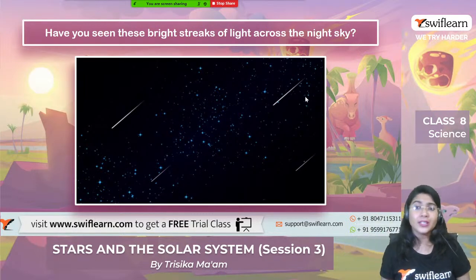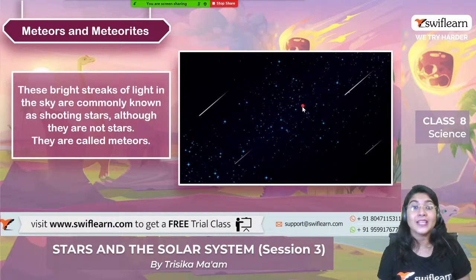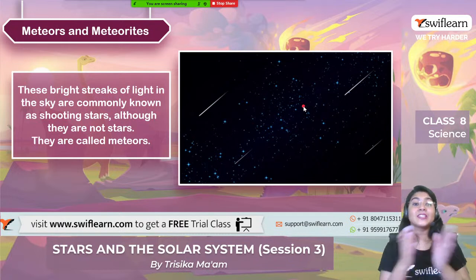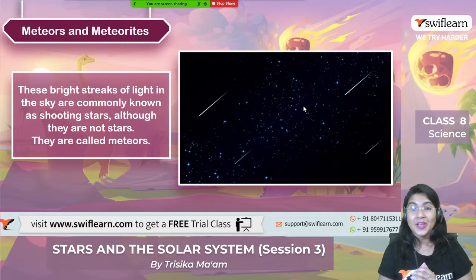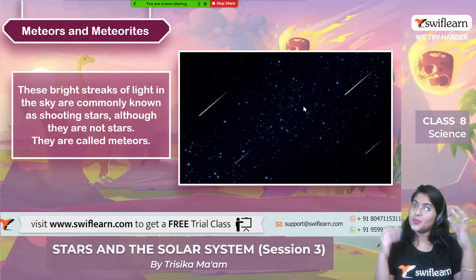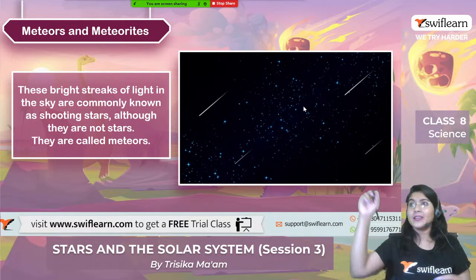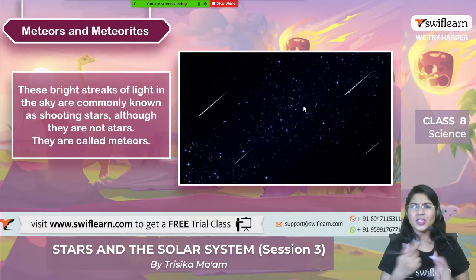Okay, so what are they actually called? They are known as the meteors. Okay, so what are these meteors? These are the bright streaks of light in the sky which are commonly called the shooting star. We call them the shooting star because they seem to be as bright as the stars, and they are going from one place to another just like shooting.